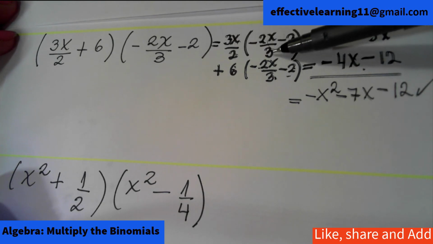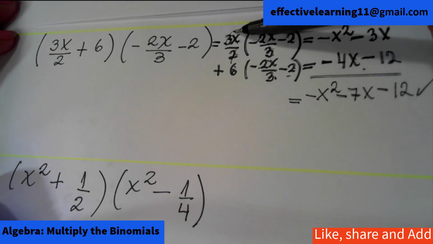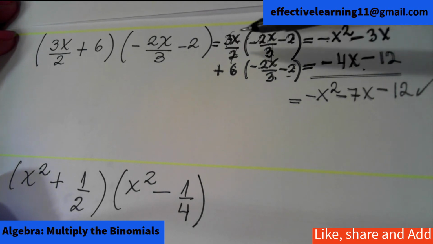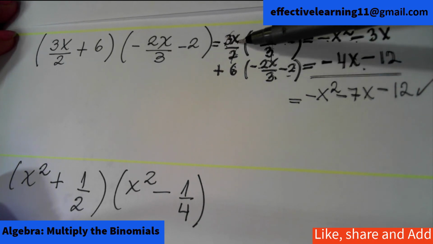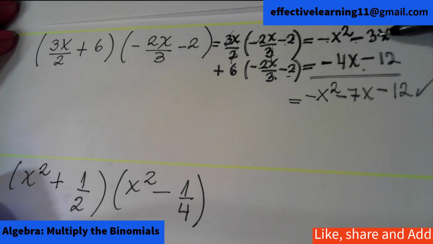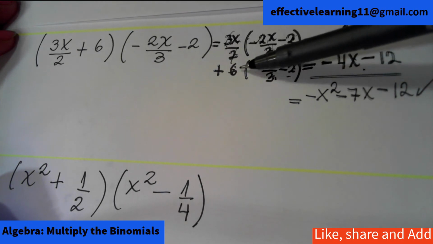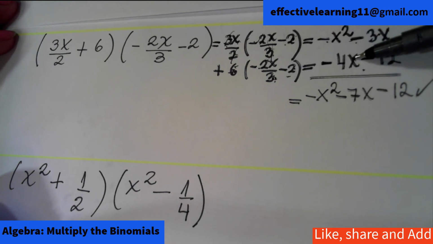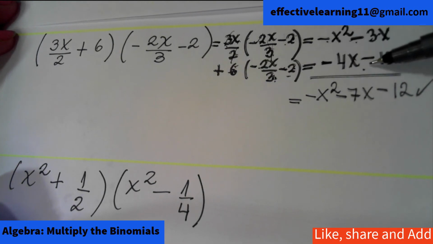3x over 2 times negative x over 3, you just cancel mentally, and you have left x times x, x squared. But remember, positive and negative is negative. Again, you cancel 2 and 2, you have left 3x. Here 6 over 3 is 2, with negative 2 is negative 4x. And positive and negative is negative, 6 times 2 is 12.